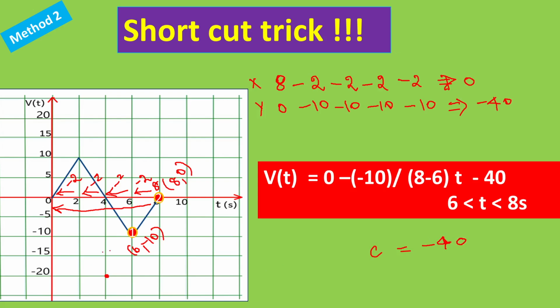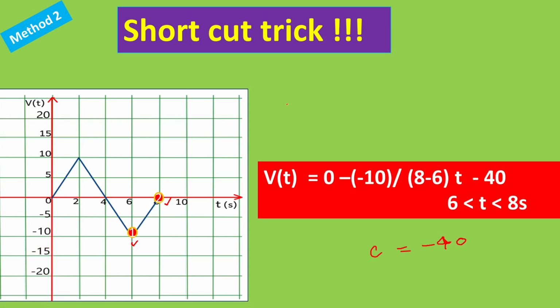But what about this M value? And how to calculate this M value? For that M value, the X value changes from 6 to 8. So the difference is 8 minus 6. Okay, that is along the x-axis. So del x is 8 minus 6, that is 2. So you have to do the mental calculation.